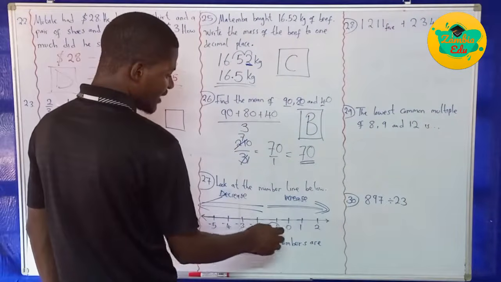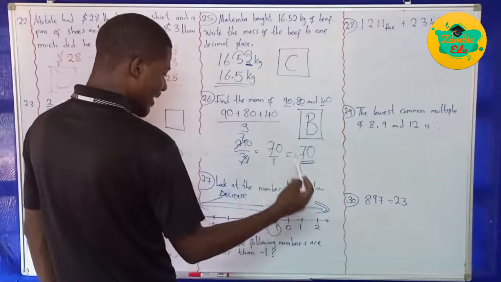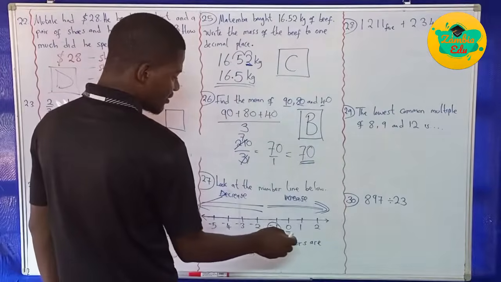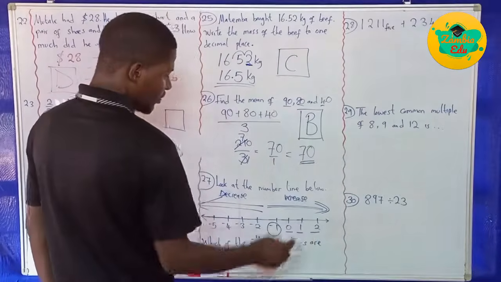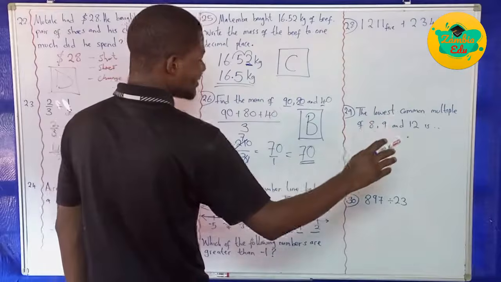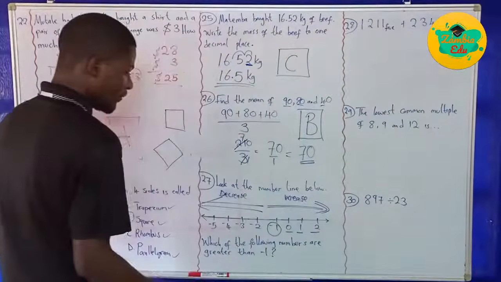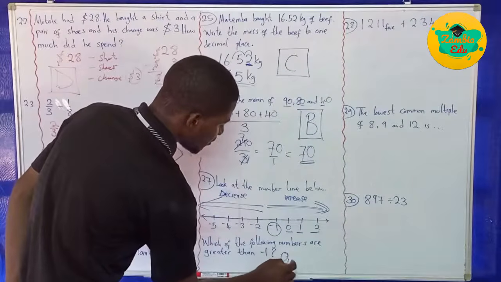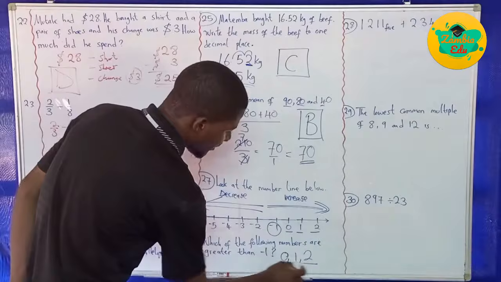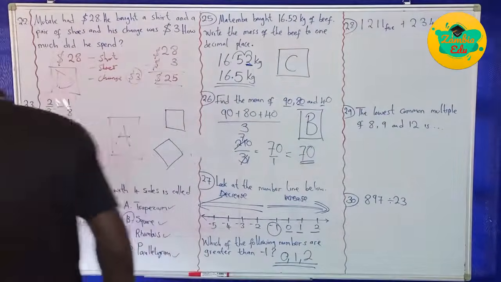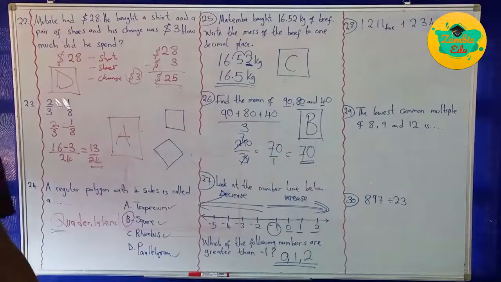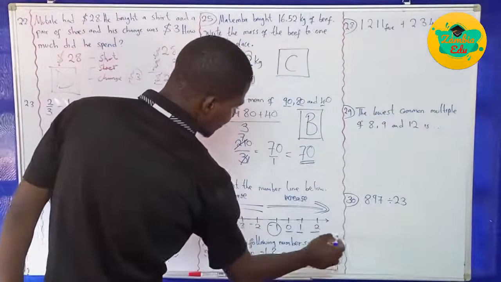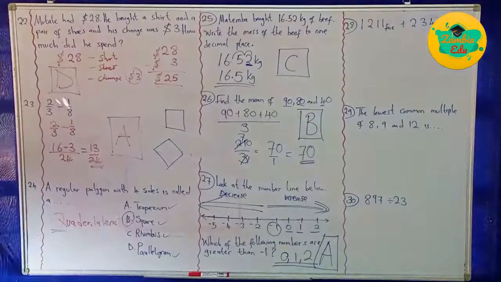So if we're considering -1, it means that the numbers which will be greater than -1 should be 0, 1, 2, because they are in a direction which is increasing in value. Therefore, the numbers greater than -1 will be 0, 1, 2. That is our answer, and when we look at our multiple choice, that answer was represented as A. So question 27, the answer was A.